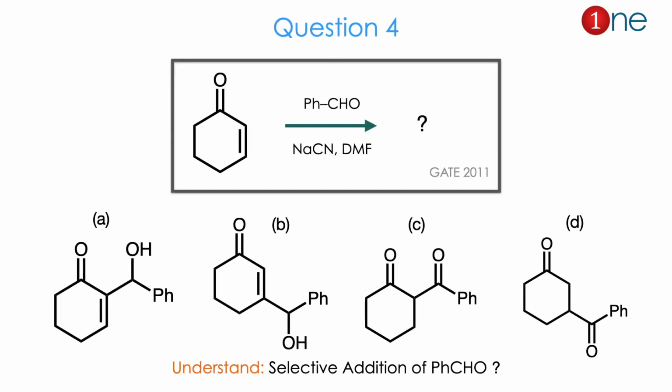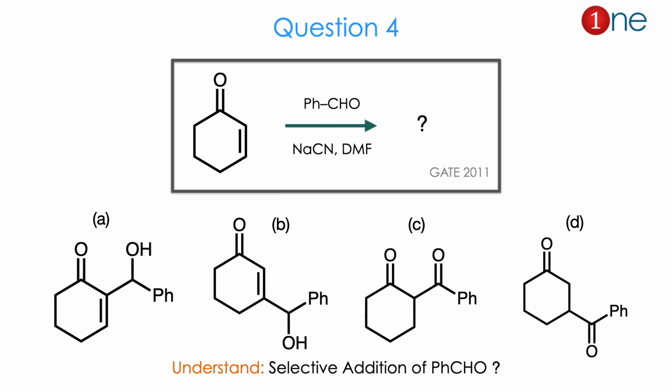Then question number 4. The starting material is the conjugated ketone, which is attached with an aldehyde, and sodium cyanide. Then you are having DMF. They ask you to find the product. The product contains a new aldehyde attached to the ring, but where the aldehyde attacks, whether it is on the second position or the third position, or the reduction of the double bond there. So there are many possibilities.